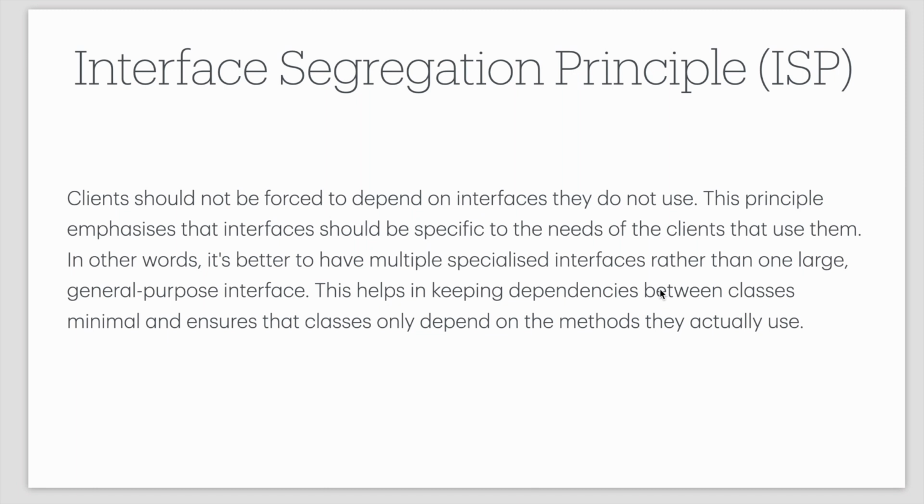Instead, we can create different interfaces. We can create IBird and IAnimal, so the birds can fly and the animals can run. We can implement the interfaces something like that. This helps in keeping dependencies between classes minimal and ensures that classes only depend on the methods they actually use. Let's do the hands-on example and implement the ISP.